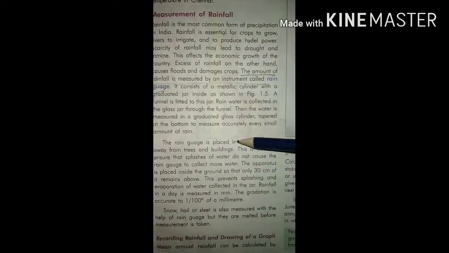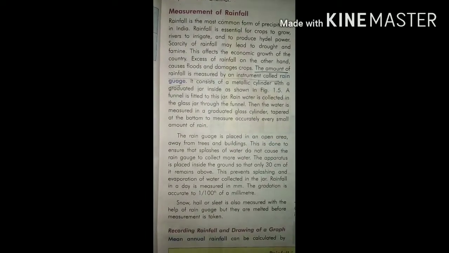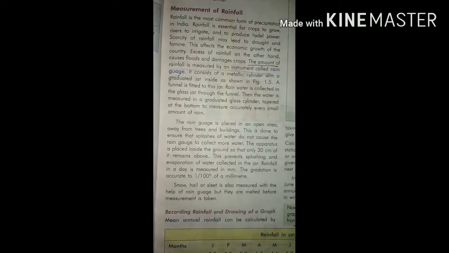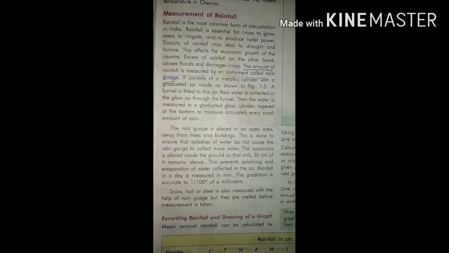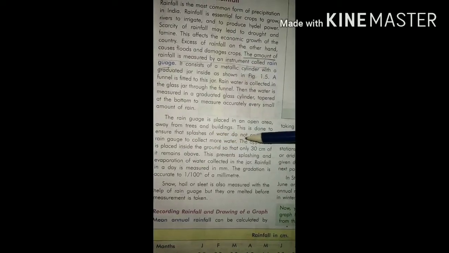The rain gauge is placed in an open area away from trees and buildings, so no hindrance will come. So we have to keep this instrument in an open area. There should be no trees, nothing. This is done to ensure that splashes of water do not cause the rain gauge to collect more water.